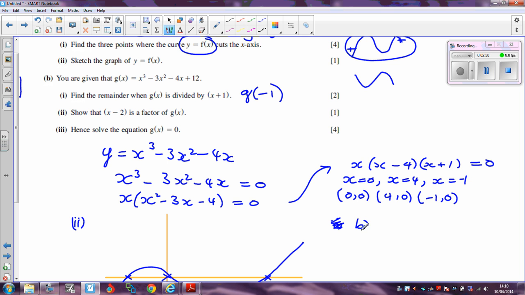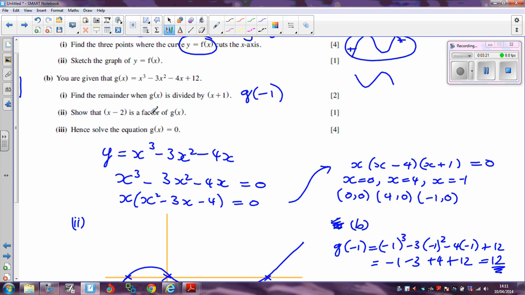I'll do it over here so I can see what's going on. Sorry, this is b. So we want to find g of minus 1, well that's going to be minus 1 cubed, minus 3 lots of minus 1 squared, minus 4 times minus 1, plus 12. Well, that's minus 1. Minus 1 squared is 1, so 1 times minus 3 is minus 3. Minus 4 times minus 1 is plus 4, plus 12. Well, this is minus 4. Minus 4 plus 4 is 0, which means that the remainder, when you divide g of x, that's this function, by x plus 1, the remainder will be 12.